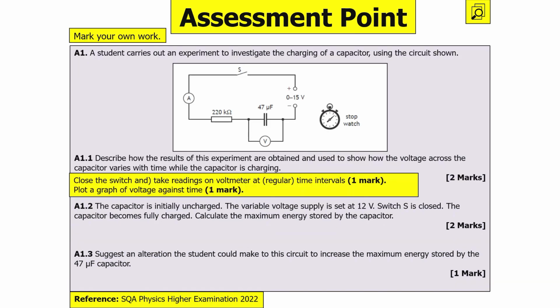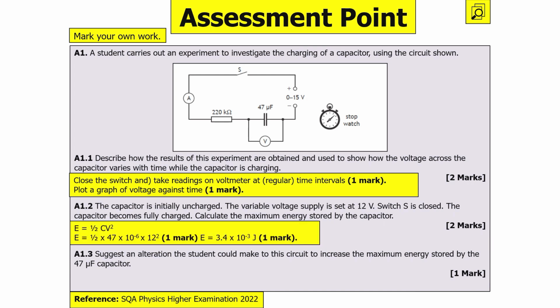Right, so you would close the switch and then take readings on the voltmeter at regular time intervals. You would then plot a graph of voltage against time. We know E is equal to a half CV squared, so you pop in the values and E is equal to 3.4 times 10 to the minus 3 joules. Finally, we can't change the capacitance of the capacitor, so to increase the energy, we increase the supply voltage.